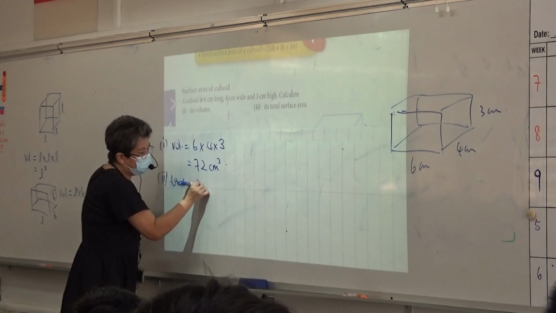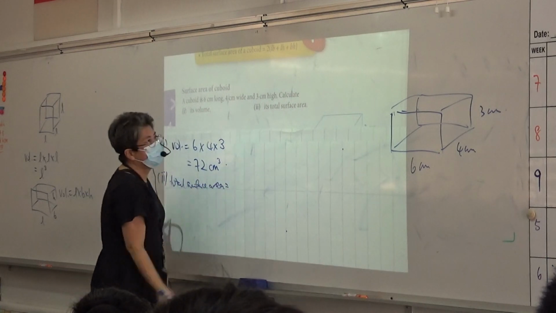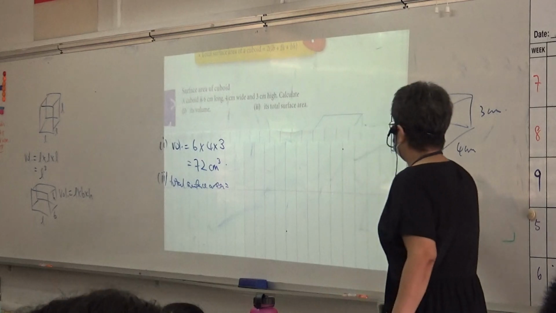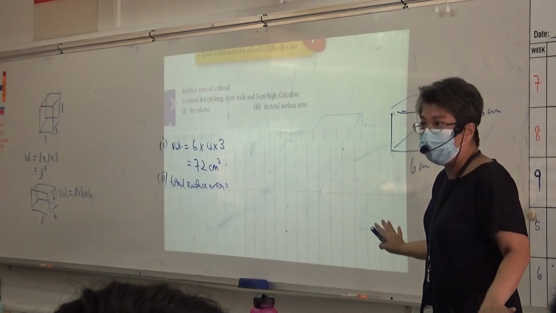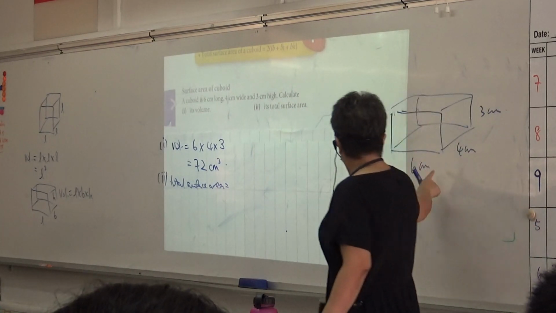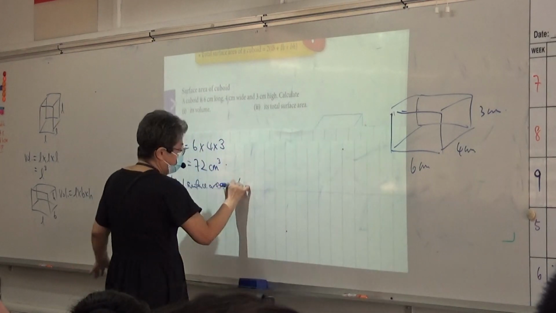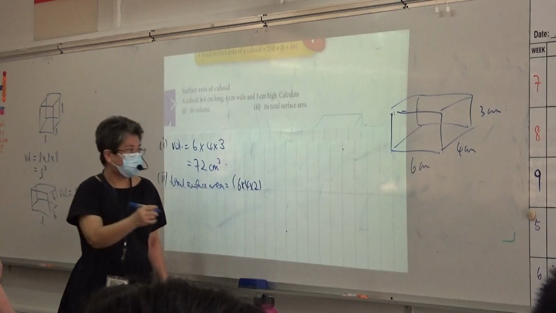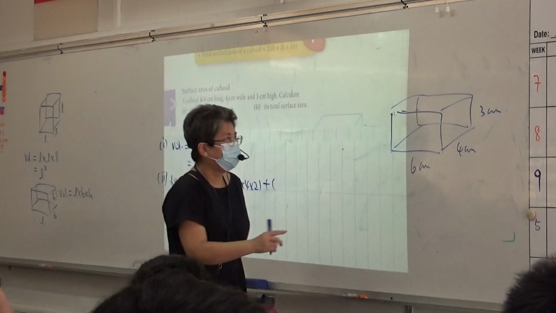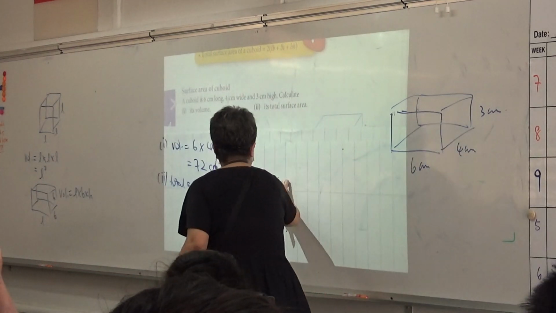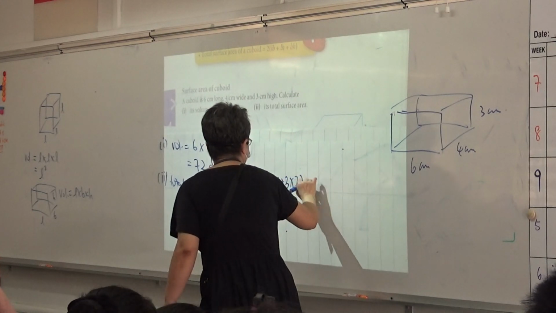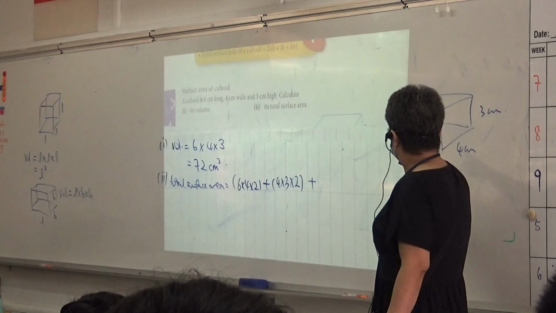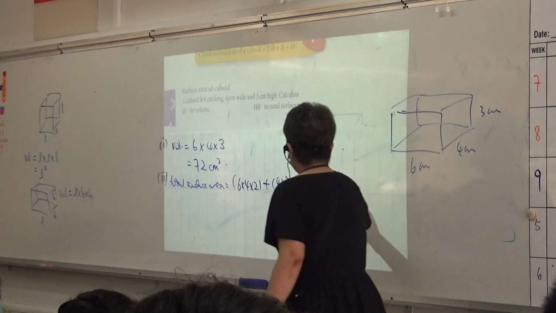What will be the total surface area? Now, they tell you this is a cuboid. They didn't say anything, so it's a closed one. Understand? So, I will have what? 6 times 4 times 2, right? Top and bottom. Plus what? 4 times 3 times 2 plus what? 6 times 3, right? Okay.